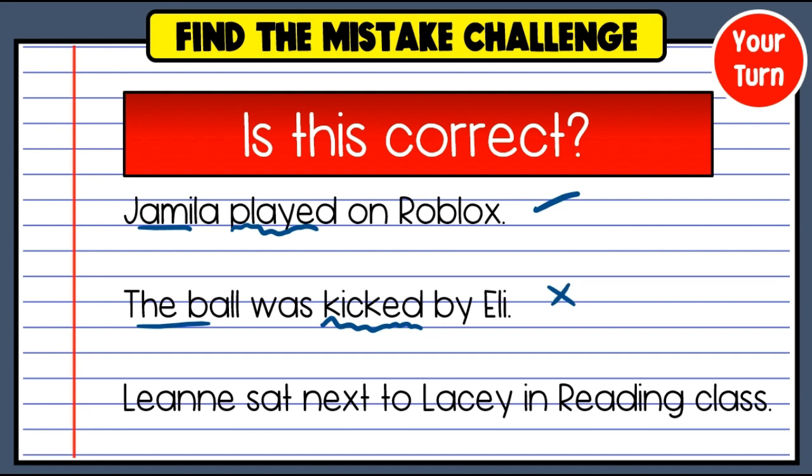Let's look at the next one. Leanne sat next to Lacey in reading class. Sat is my verb. Who did it? Right before it, Leanne. So that one is active. So, Jamila played on Roblox is active. The ball was kicked by Eli is not active. And Leanne sat next to Lacey in reading class is also active. So, if it's not active, let's have a look now.